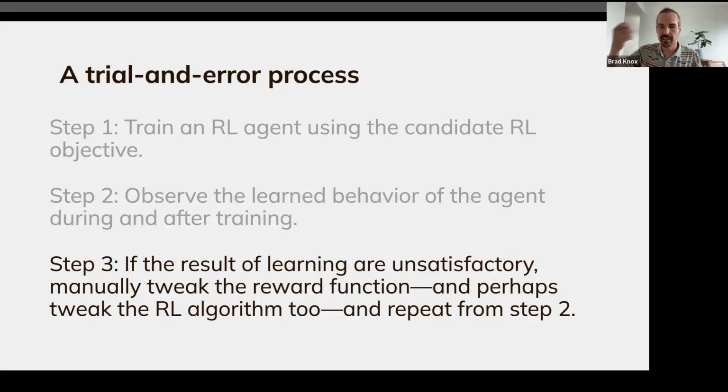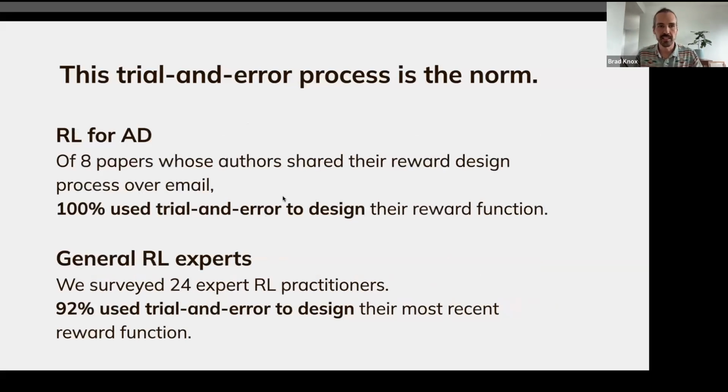And you just keep cycling until you're happy. So you're effectively being a human optimization algorithm. This has been called graduate student descent in broader context. And you're fitting your RL objective in part to your training setting, including your RL algorithm. This is the norm. In 2 different analyses, we found 100% of reward functions were created by trial and error, and then in another 92% were.